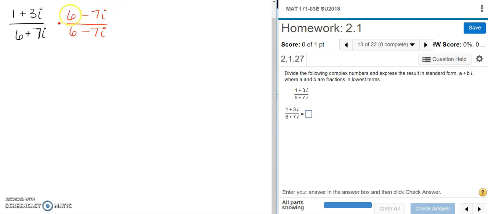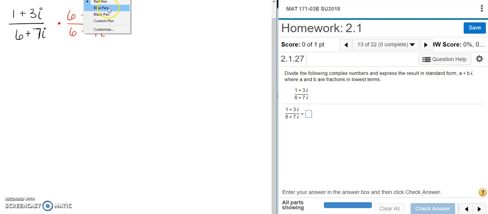So what that does is 6 minus 7i over 6 minus 7i is really just multiplying by 1. And I'm allowed to multiply by 1 because multiplying by 1 keeps the same value. So this is going to involve lots of distributing or FOIL or whatever you'd like to call it. You need to multiply the top times the top, and the bottom times the bottom.